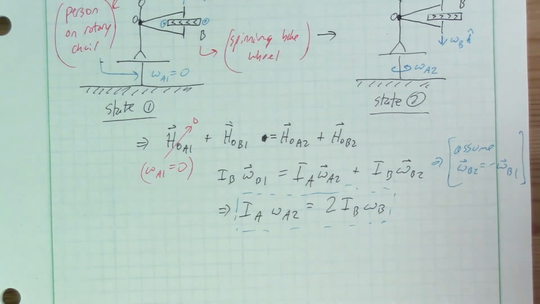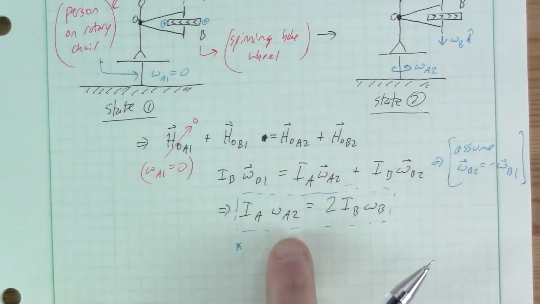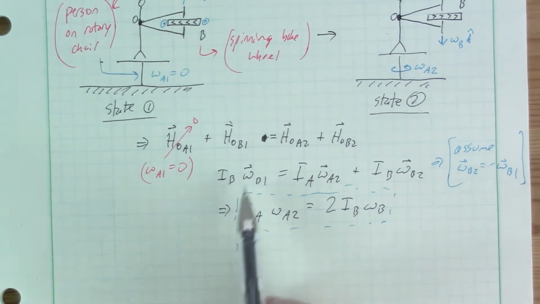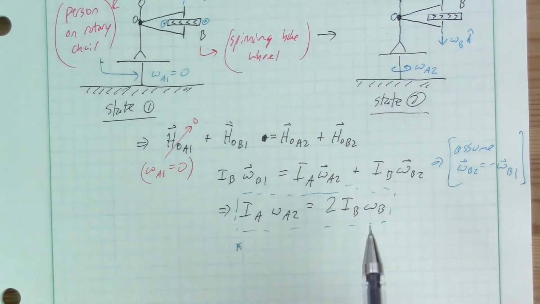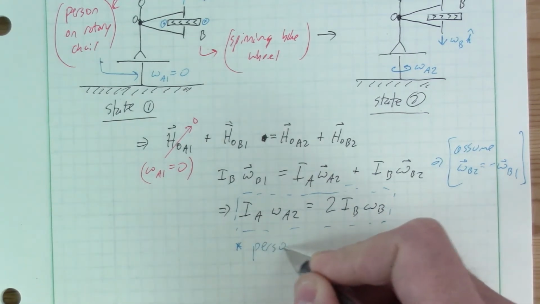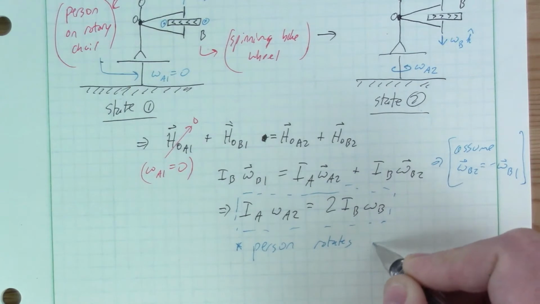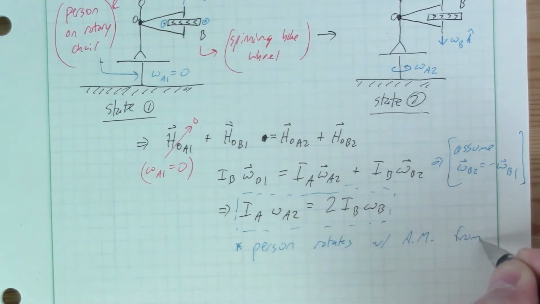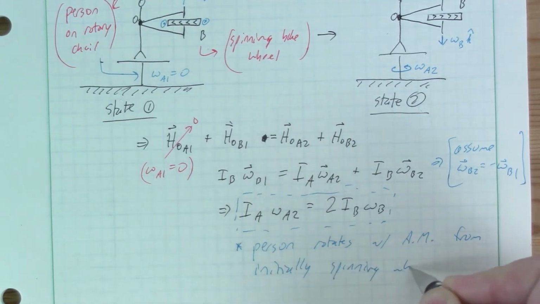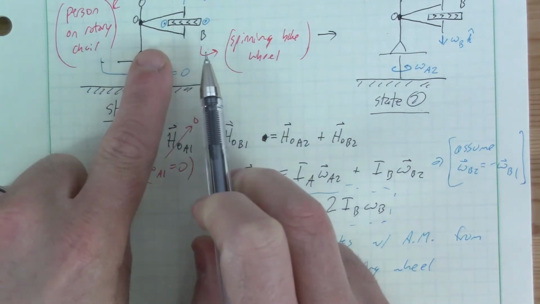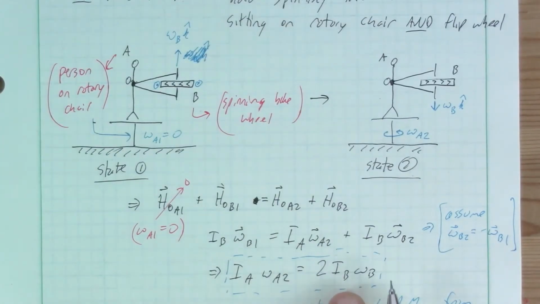So the way we interpret this result is that the angular momentum that A has in the end comes not only from the initial angular momentum of B, but actually twice that. It's twice as much. And so the person now rotates with an angular momentum from the initial spinning wheel. And by the way, this is in the direction of the original one. Whatever direction omega B was in, now omega A is in that direction, but twice as big in terms of the angular momentum as the initial, right?